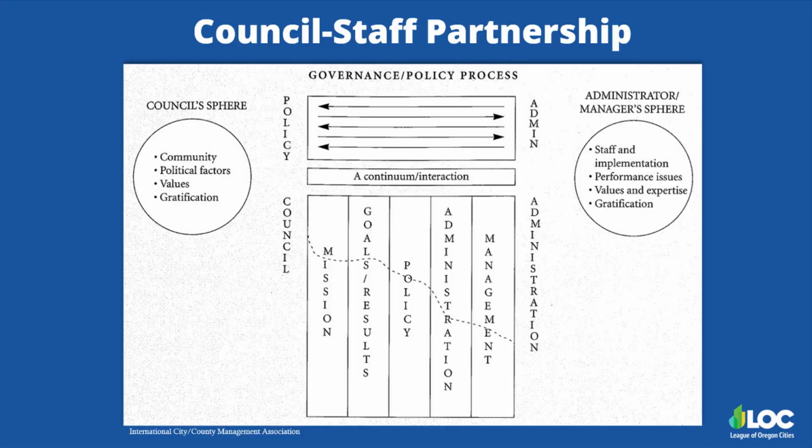This is a great infographic as to how both city staff and elected officials work together for the governance and policy process. You'll see on the left that council sets the larger picture policies, mission, goals. They want results. They're going to be setting the general policy. But then the administration is working on the right side of this infographic. They're taking that policy and they're administrating it and managing it. But it does take both working together to have governance be successful.